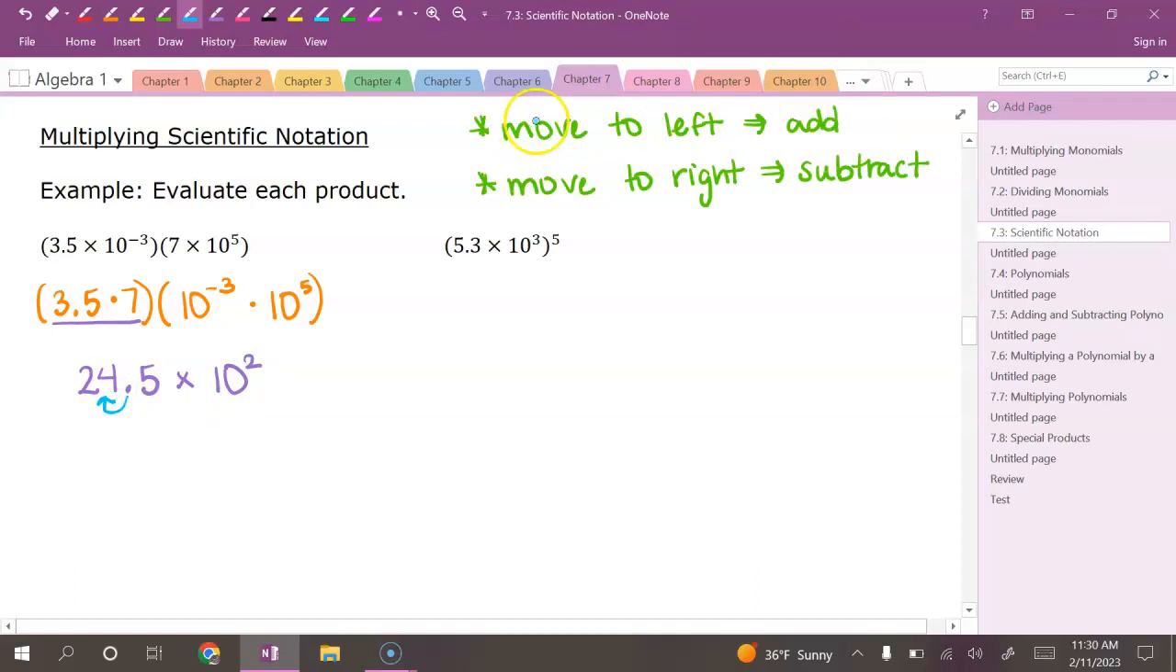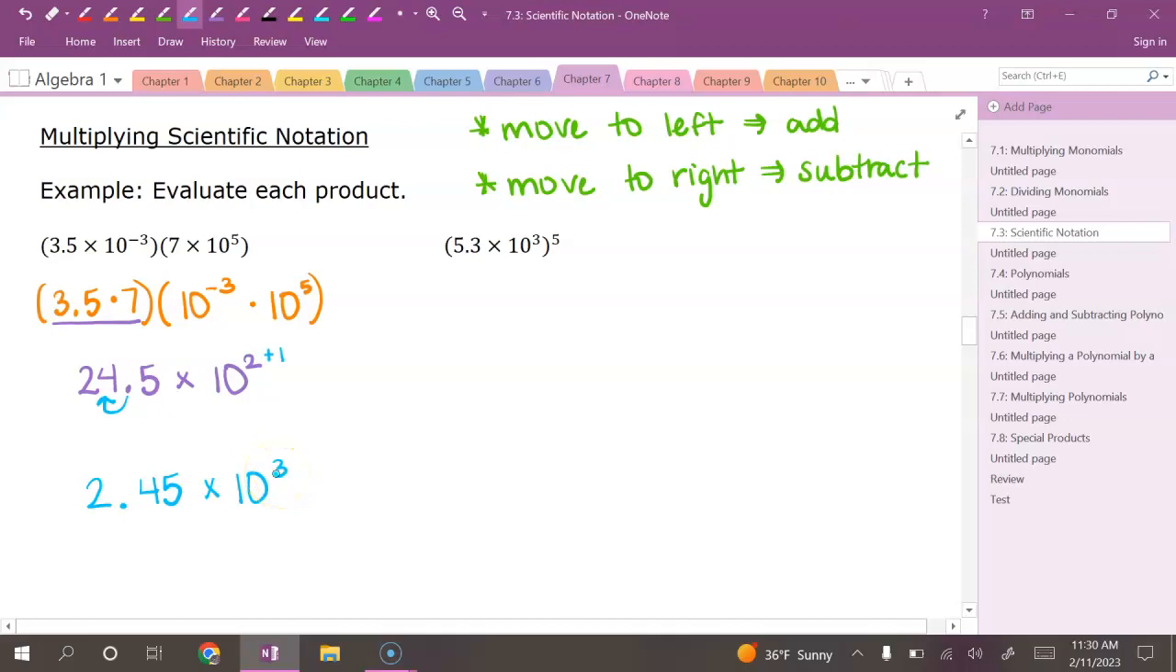That's when these rules up here come in, because then you have to change this exponent here, this 10 squared, because we're moving the decimal, so it's going to affect that exponent. So when I said add up here, what I meant is that to that current exponent, you are going to add the number of times that you had to move that decimal place. So I had to move it one time to the left, so I'm going to add 1 to the 2. So my final answer here is going to be 2.45 times 10 to the 3rd.